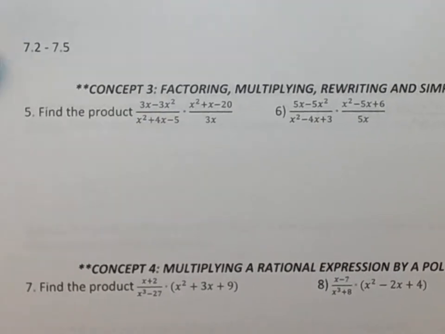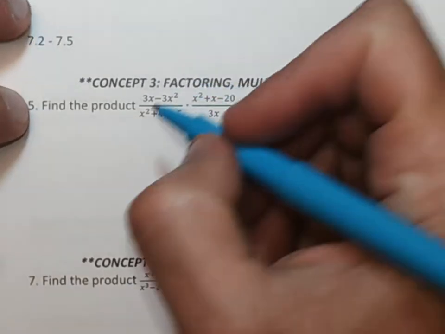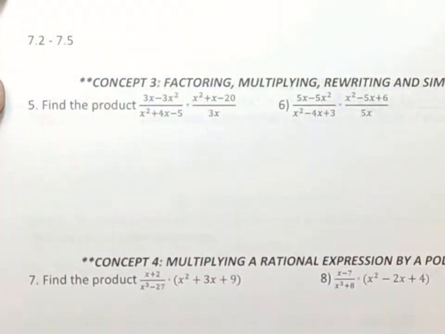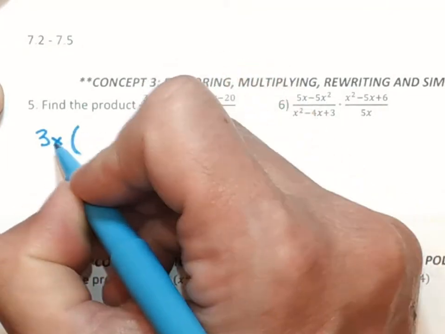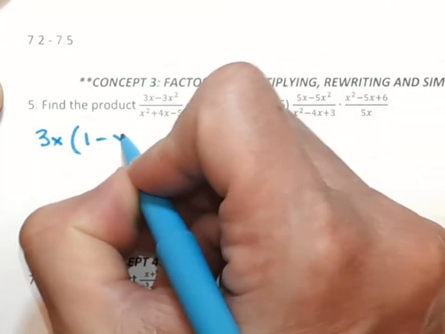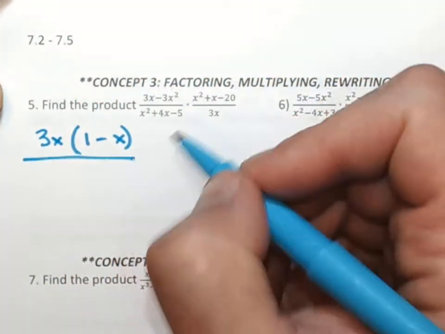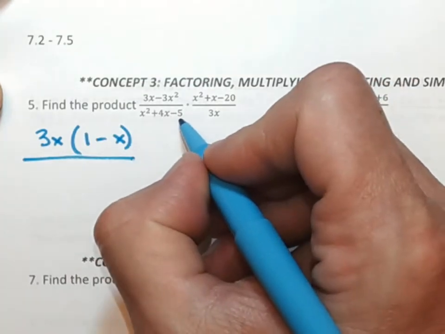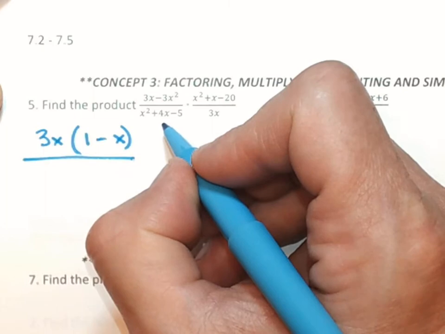Same concept here. We are multiplying, except now we have binomials, trinomials. We're going to factor these out and simplify. So, here we go. I look at the top. I have a greatest common factor of 3x there. I'm going to pull out 3x. What do I have? 3x times what is 3x? 1. 3x times what is negative 3x squared? Negative x. Over. Factor the binomial: two numbers that multiply to give you negative 5 that add up to give you positive 4. Well, positive 5 and negative 1.